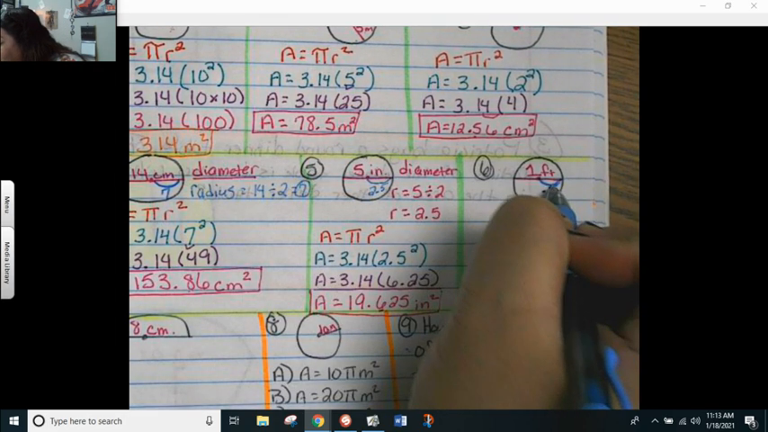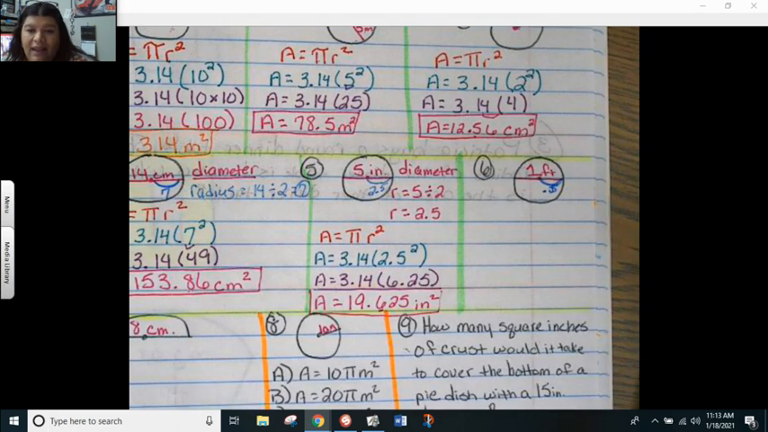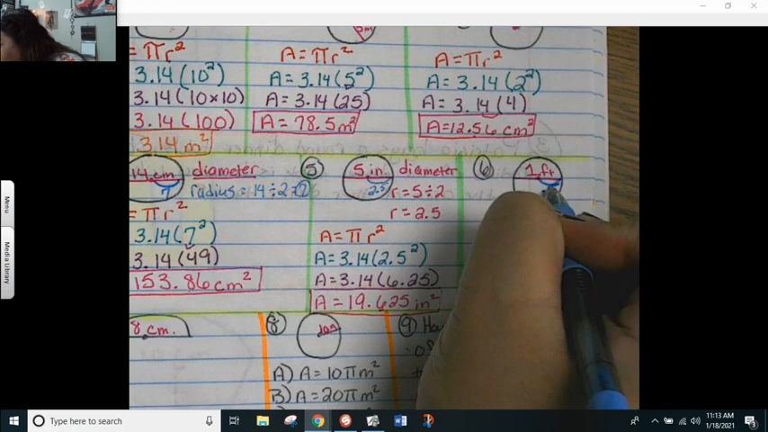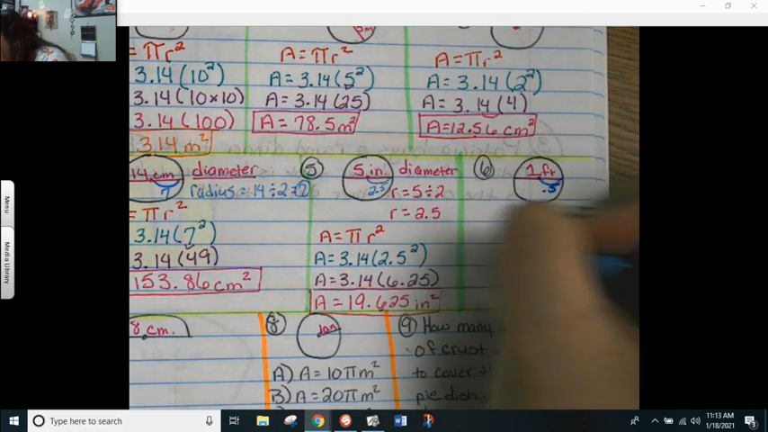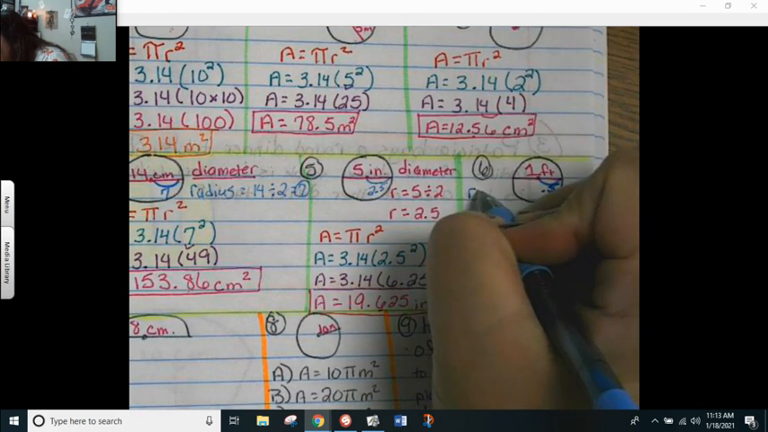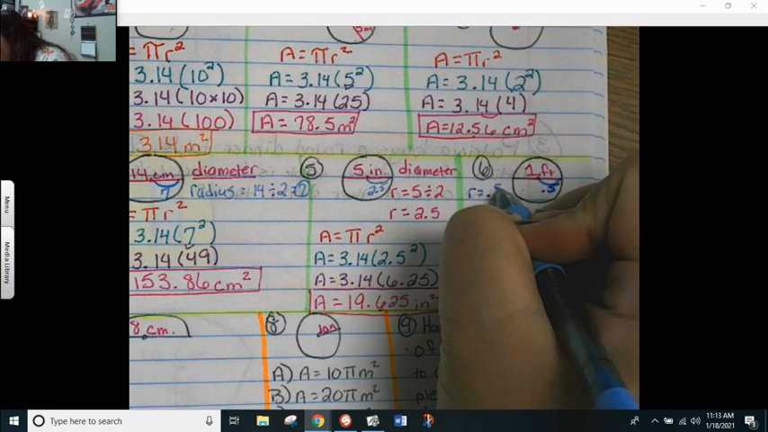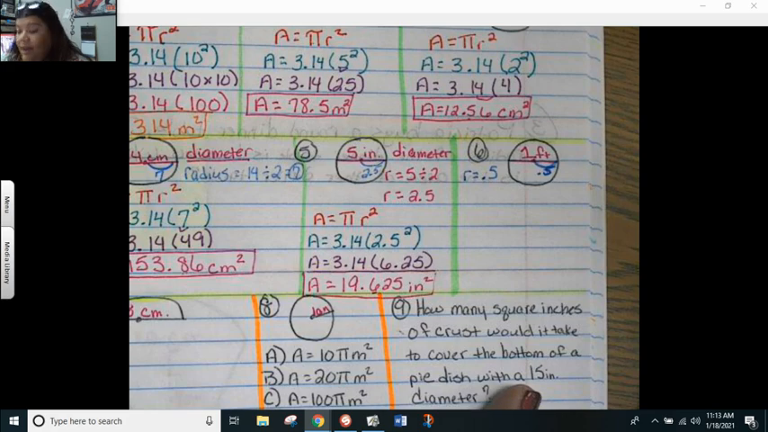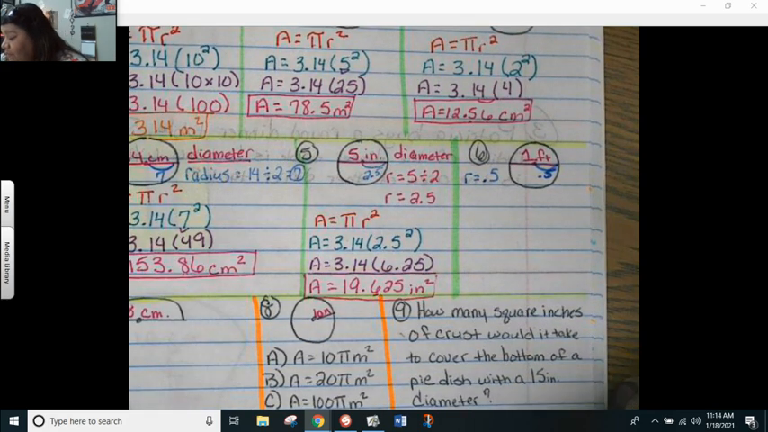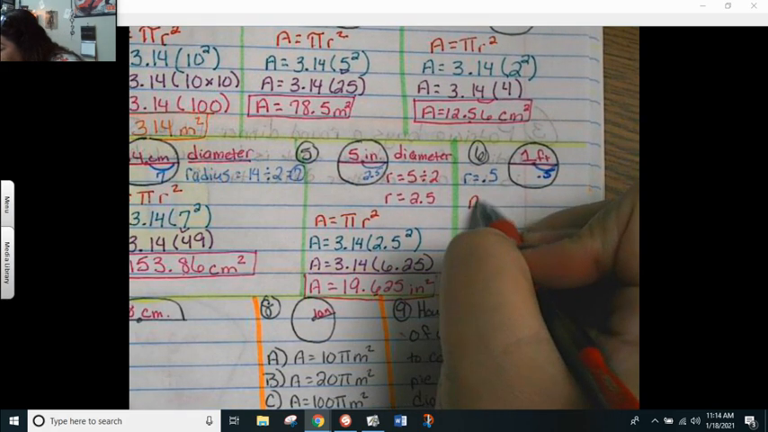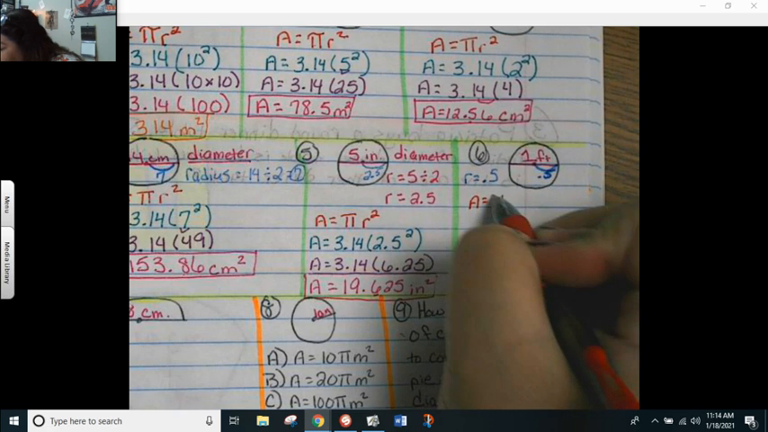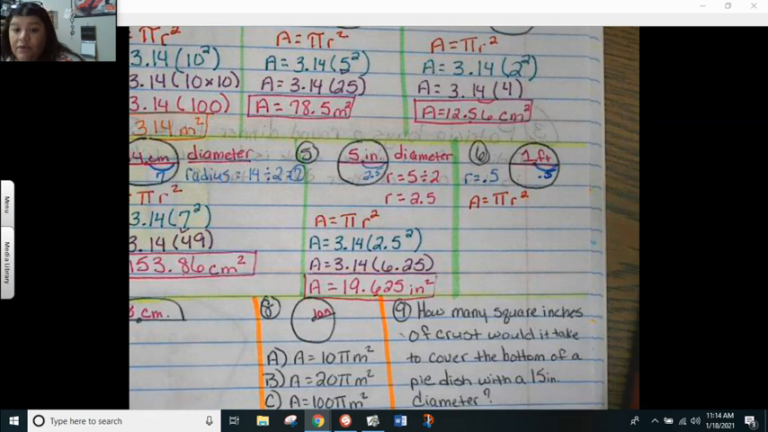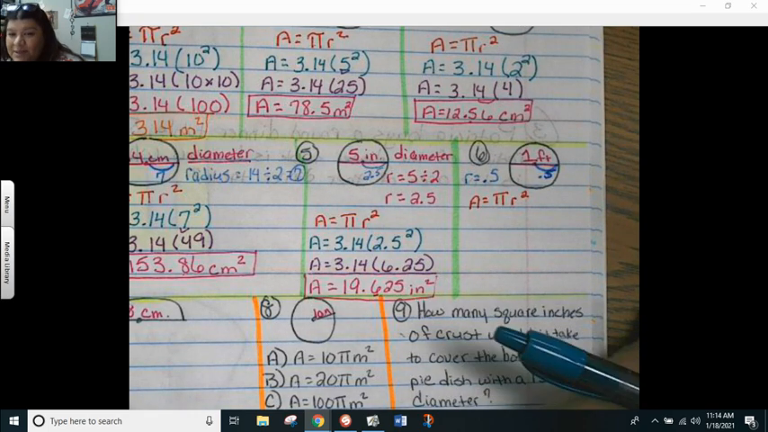So a lot of students will say 0.50. I really don't need that 0 at the end, okay? So that is a 5. Good. So the radius here, radius equals 0.5. Okay, you can do that mentally. All right. Now that I have the radius, I'm ready for my formula. So A equals pi radius squared. A equals pi times the radius squared.